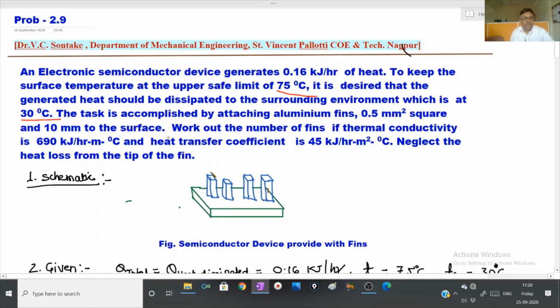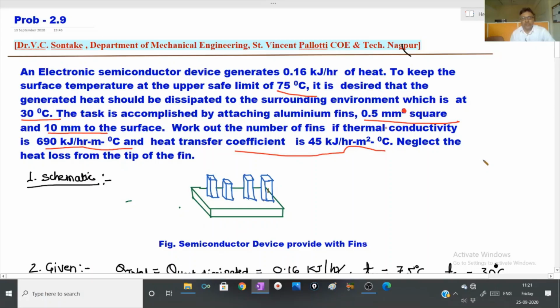The task is accomplished by attaching aluminum fins 0.5 mm square and 10 mm long to the surface. Work out the number of fins. If thermal conductivity is 690 kilojoule per hour per meter per degree Celsius and heat transfer coefficient is 45 kilojoule per hour per meter square degree Celsius. Neglect the heat loss from the tip of the fin.